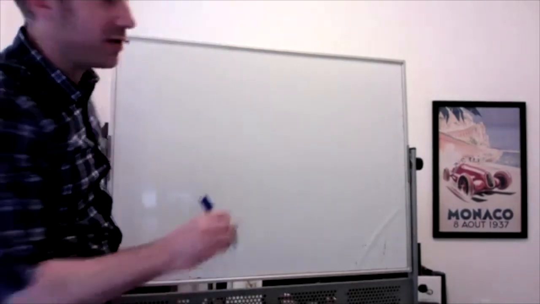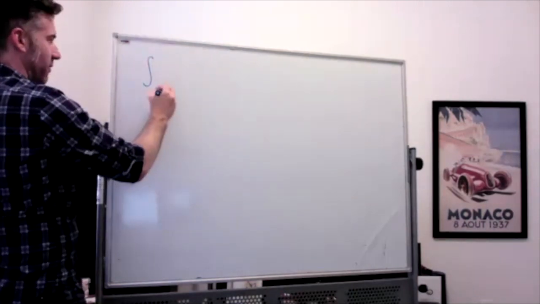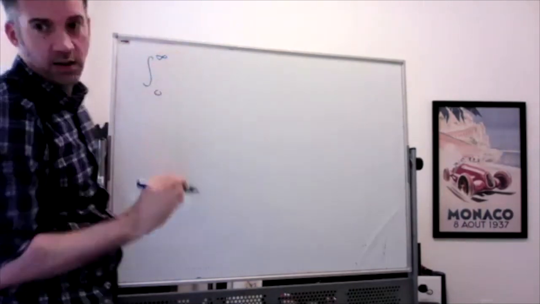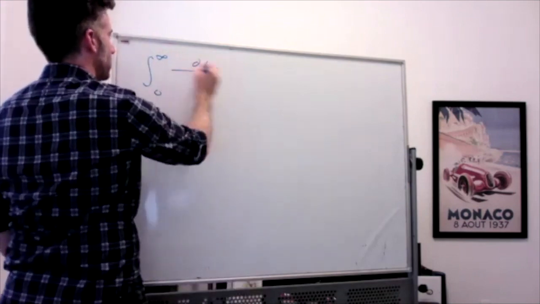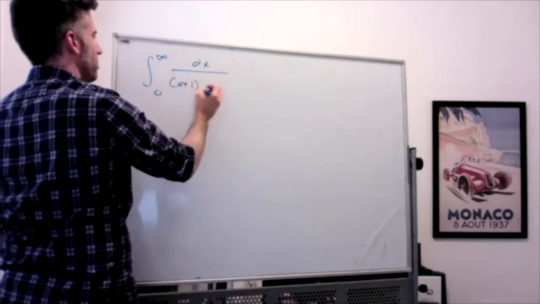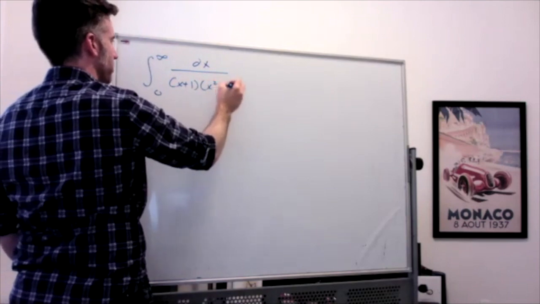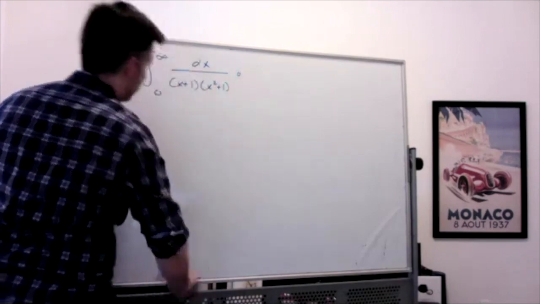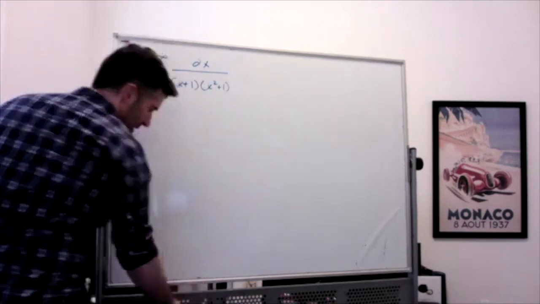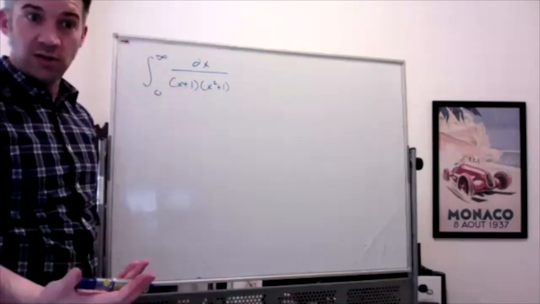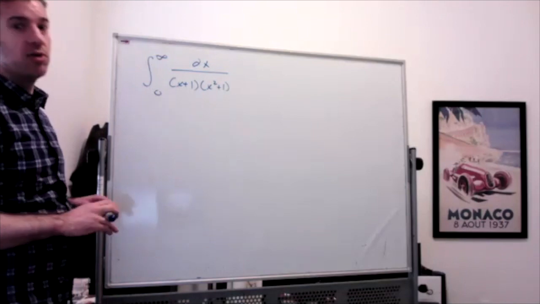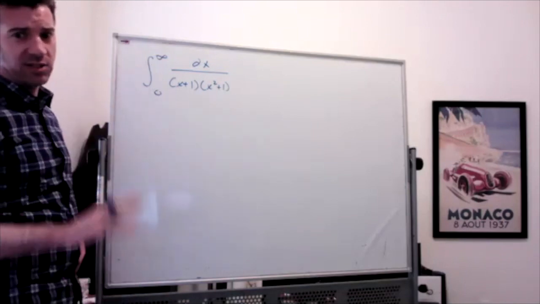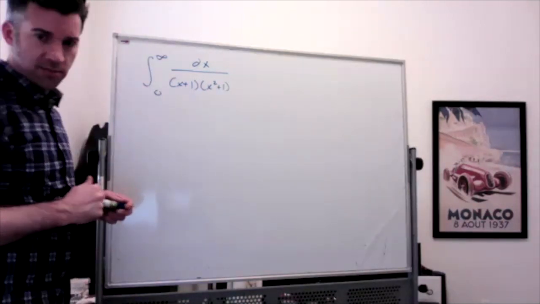So let me ask you guys. I want to know what your intuition is for this integral, which is definitely one of the ones on Morris's handout. The integral of dx over x plus 1 times x squared plus 1 from 0 to infinity. Is your intuition that this is convergent or divergent? Throw it at me. You can just type a C or a D. C for convergent, D for divergent.